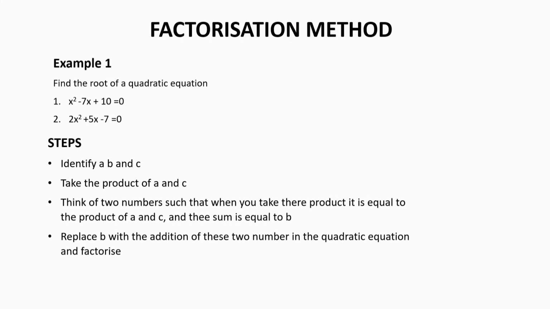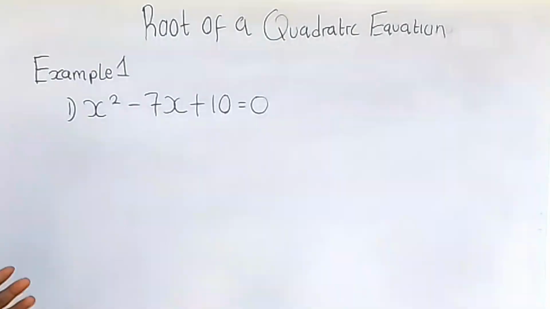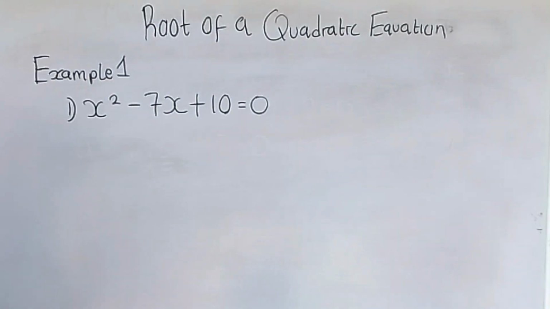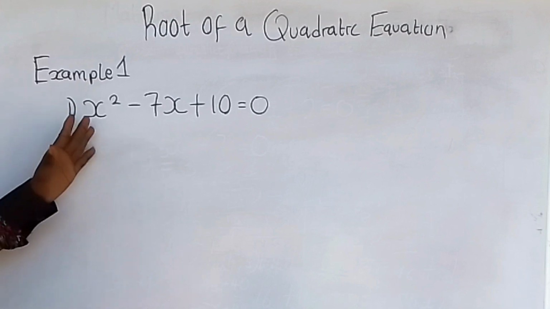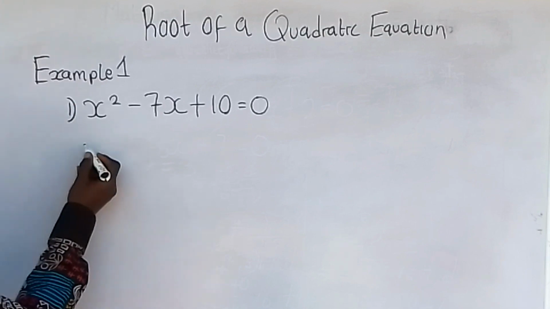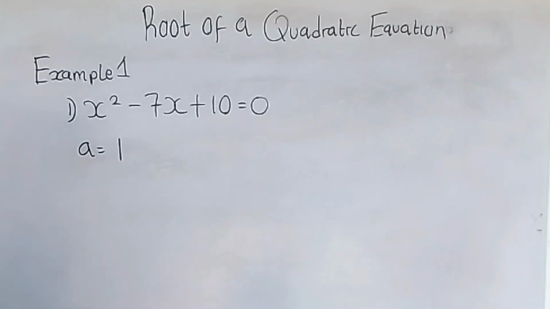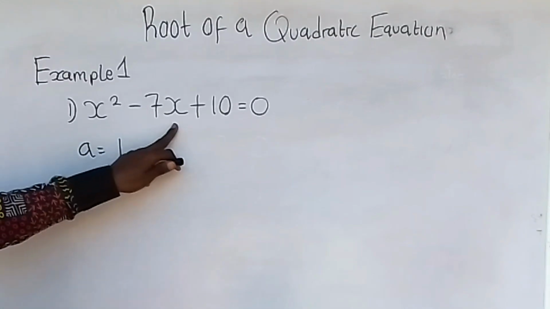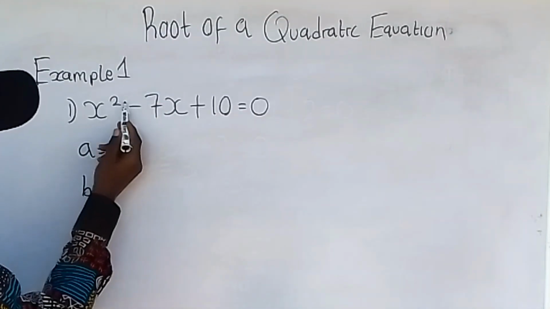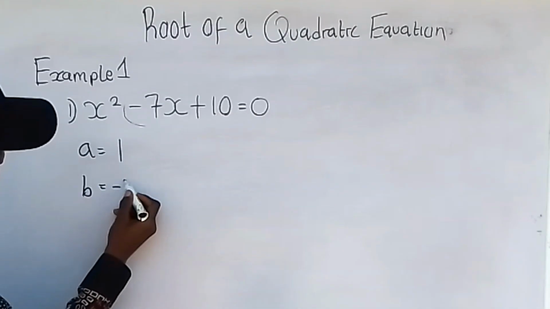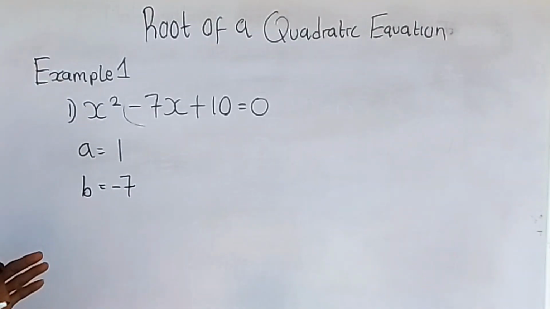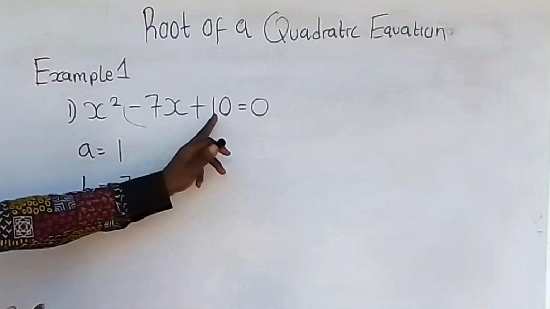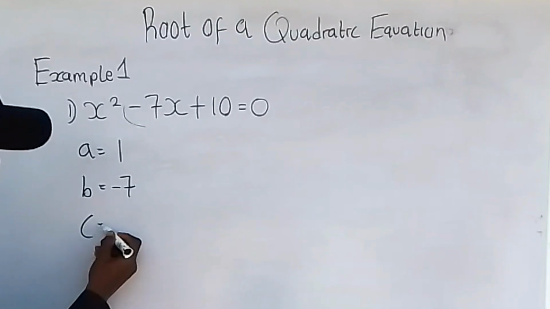Now, how do we find the root of this equation? The first step is to identify a, b, and c. Don't forget that a is the coefficient of x squared. The coefficient of x squared in this example is 1. So a is 1, and b is the coefficient of x, which is the second term. The coefficient of x is minus 7, so b is equal to minus 7. Now, the constant term is c. The constant term in this equation is plus 10. I can also write c is equal to 10.